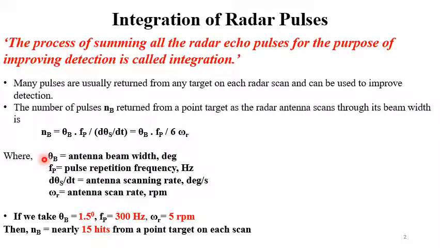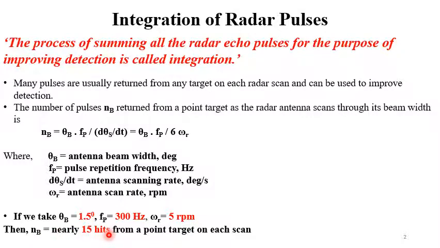where this theta b is the antenna beam width in degree, fp is the pulse repetition frequency in hertz, d theta s dt is the antenna scanning rate in degree per second, that we can convert into antenna scan rate in rpm omega r. So if you take an example, theta b equal to 1.5 degree, fp say 300 hertz, this is a standard value, omega r is 5 rpm. In that case, under this situation, NB is nearly 15 hits.